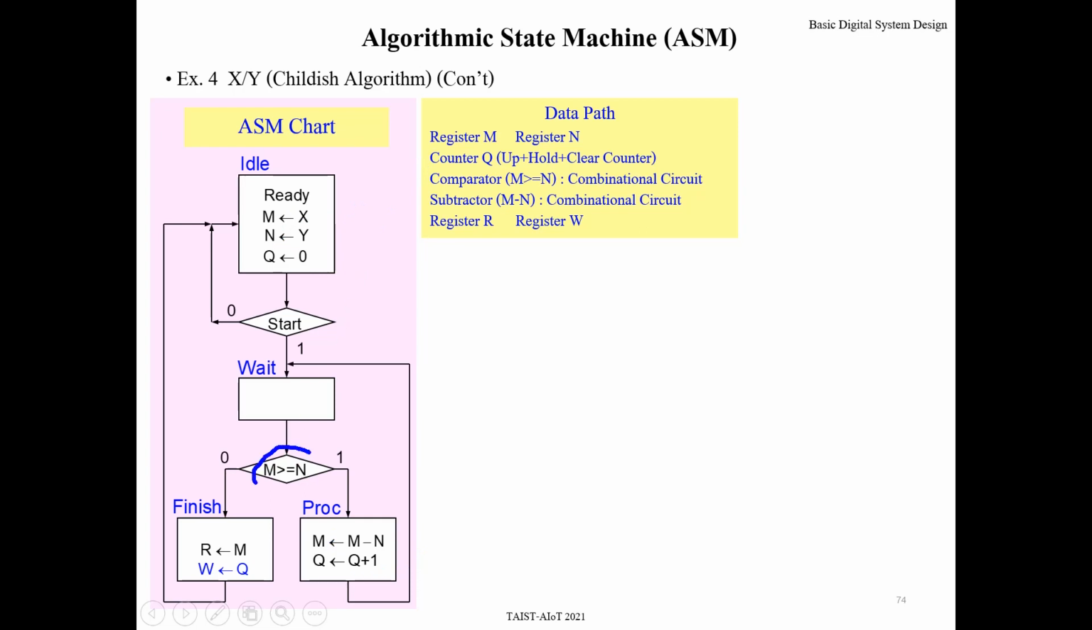Okay, Q should be a counter. And the circuit chooses a comparator to compare whether M is greater than N or not. This is some kind of combinatorial circuit. Okay. For example, if you want to compare 3-bit values, M2 M1 M0 is greater than or equal to N2 N1 N0 or not, you must compare that.